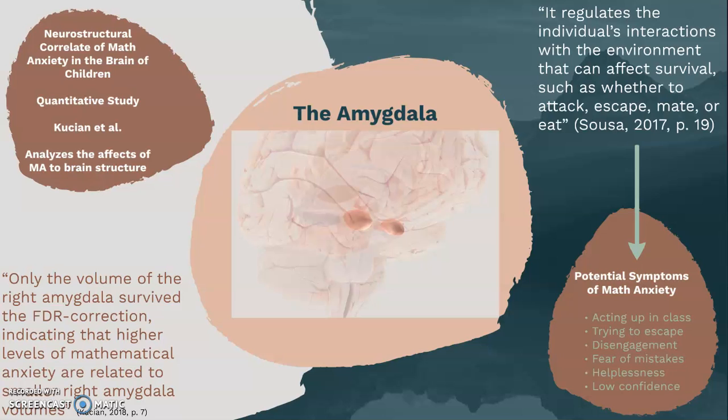Since math anxiety and a smaller amygdala coexist with each other, potential symptoms of math anxiety arise and make sense. Students may act up in class, may try to escape or avoid class, they may be disengaged, they may be afraid to make mistakes, they may feel helpless, they may even lack confidence. Since math anxiety and a smaller amygdala coexist, it makes sense how students dealing with math anxiety can't control their negative emotions and feelings toward math as much as others.